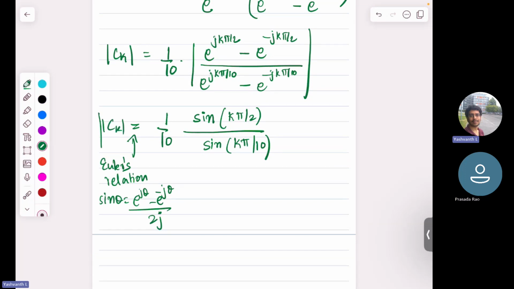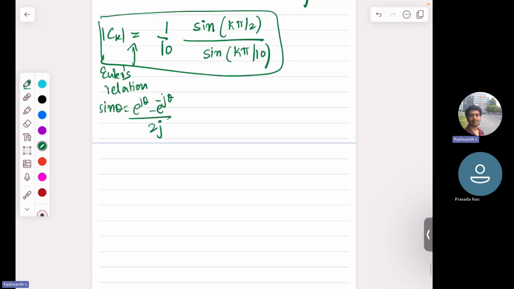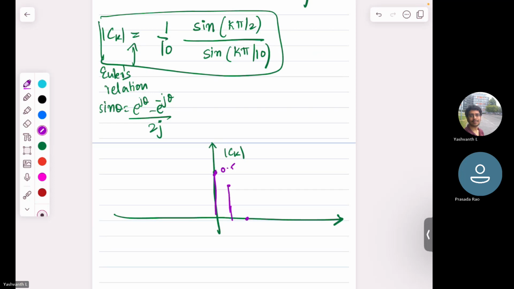So this is the expression for mod ck. Now I'm asked to sketch. You can basically find it for different values of k. You can show that the magnitude spectrum will look something like this. I'm just drawing it, but you can verify. Mod ck, maybe I'll do 0.5, then it will be somewhere in between. Then at 2 it goes to 0. Then goes somewhere here. 0, 1, 2, 3, 4, 5, 6, and so on.